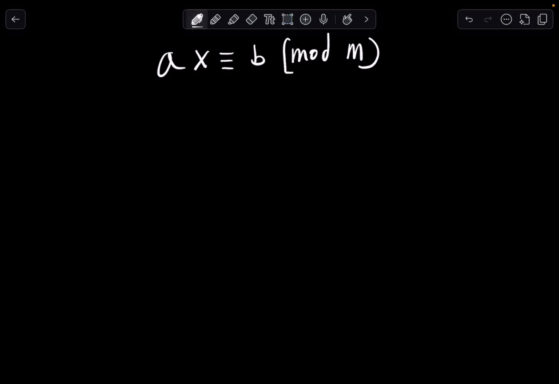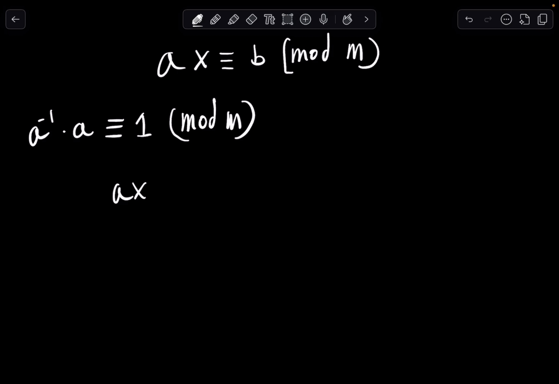However, I wouldn't really recommend doing it this way because there is a better way, and that is by finding the modular inverse. This would be the modular inverse of A. Now, I don't want you to confuse this with 1 over A. This is just a notation for the modular inverse. The modular inverse is a number such that when you multiply it by A, it is congruent to 1 in mod M.